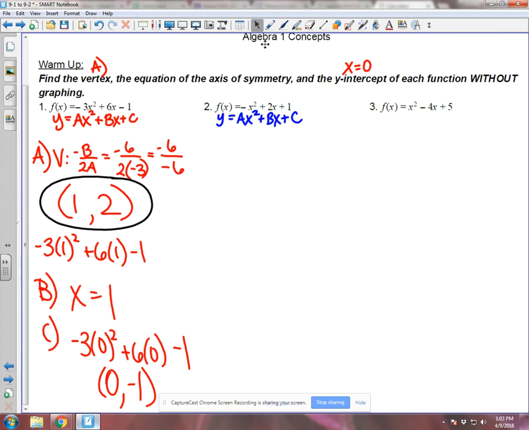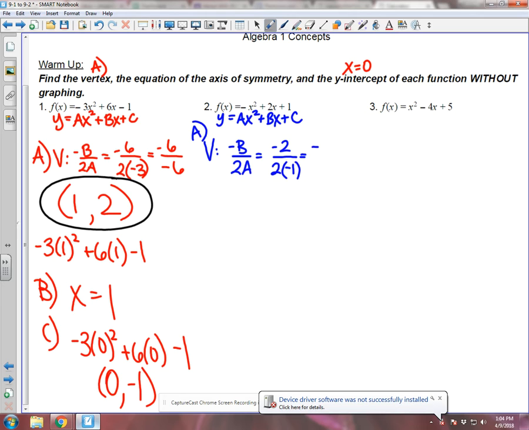All right, so you all have standard form up there, right? Yes? Okay, so how do you find your vertex in standard form? What is the B right now? It's 2, so you're going to make it over 2 times, what's the A up there? Okay, so what do I actually have in my denominator? So what is negative 2 over negative 2? Positive 1. How are you now going to find the Y value?